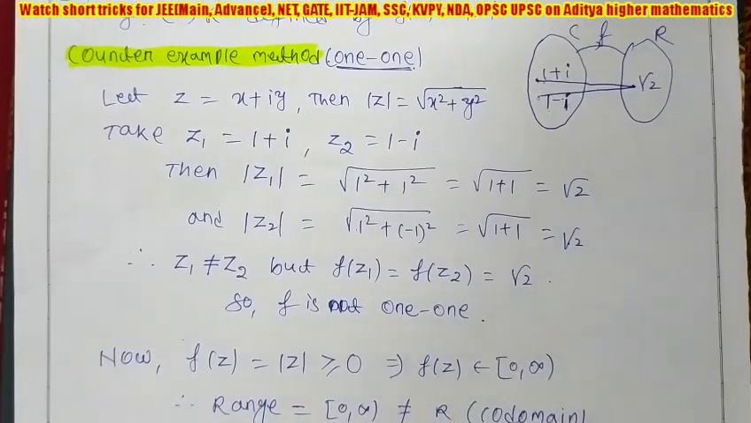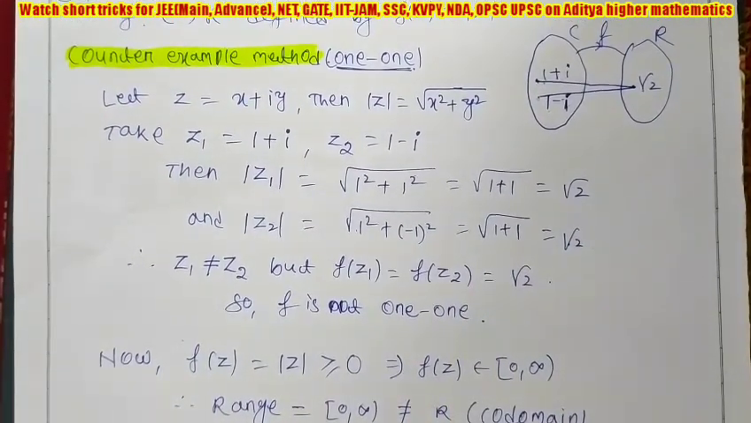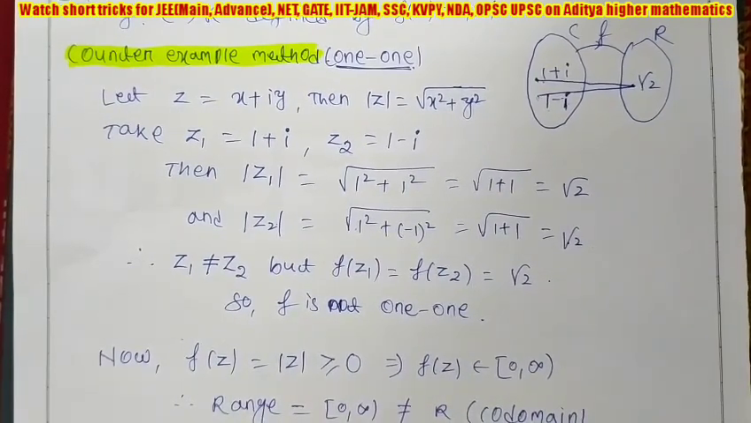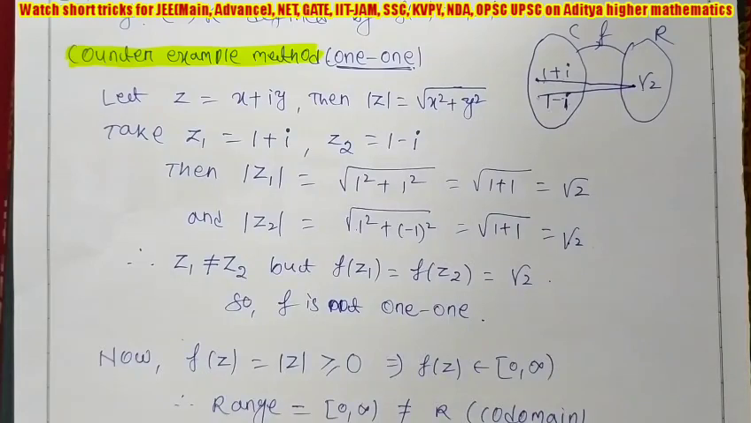So here we are not proving anything. We are just taking two different complex numbers and we are checking. For two different complex numbers, we are getting the same image points. If such things happen, then the function is not 1 to 1.